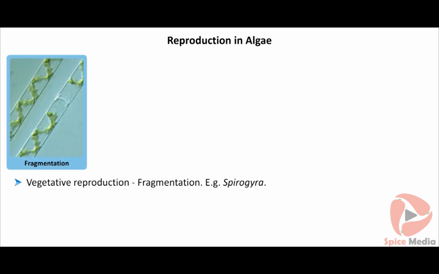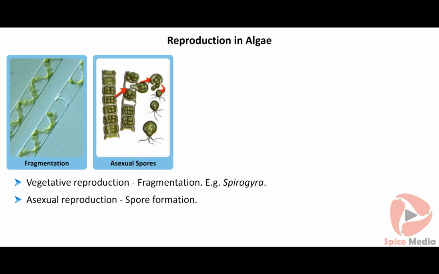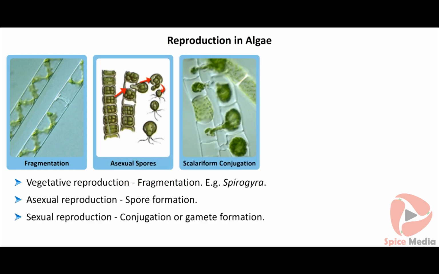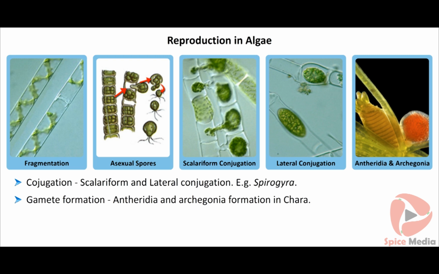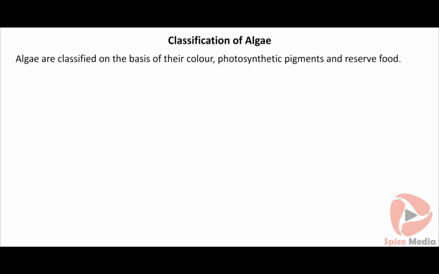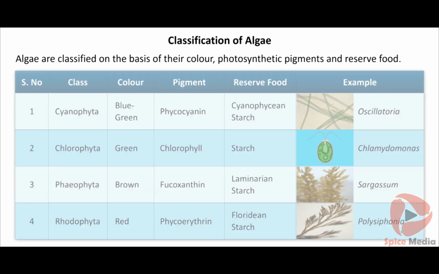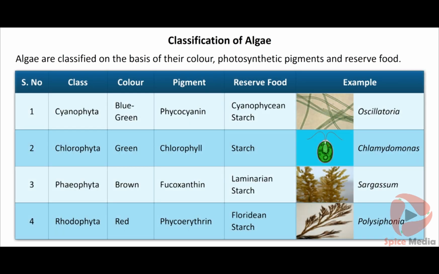They reproduce by vegetative, asexual, and sexual methods. Algae reproduce vegetatively by fragmentation, example Spirogyra. They produce various types of spores in asexual reproduction. Sexually, they go for either conjugation or producing gametes. There are two types of conjugation, namely scalariform and lateral conjugation, and both types are observed in Spirogyra. Advanced reproductive structures like antheridia and archegonia are seen in the red alga Chara.